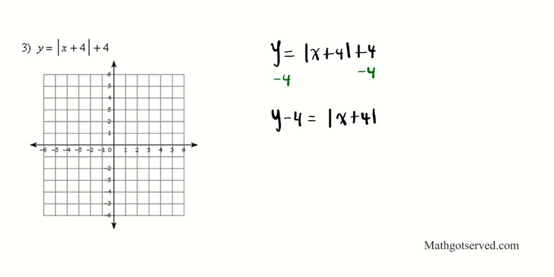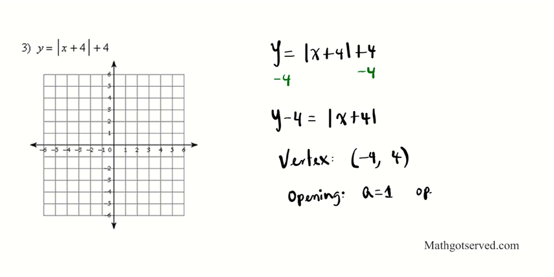Now this is the general formulation of this absolute value function. Alright, so your vertex is going to be, you take the opposite of the number next to the x, negative 4, your number next to the y, positive 4, and your opening, since a is positive 1, it's going to open upwards, okay? It opens upwards because it's positive. So there's a 1 here. You can put the 1 there. Since there's no number, put a 1 there, okay?